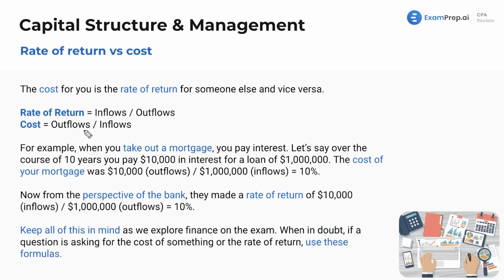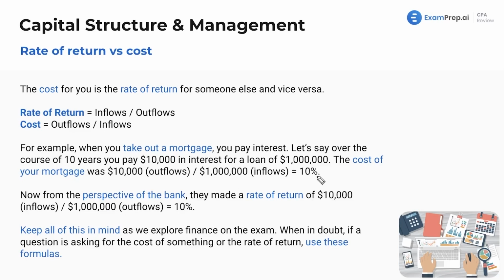So for example, when you take out a mortgage, you pay interest. Shocker. Were any of you shocked by that? Well, that means you don't own a home. Can't say I do at the moment either, but maybe that'll change. These prices get a little bit more friendly. Let's say over the course of 10 years, you pay $10,000 in interest for a loan of $1 million. The cost of your mortgage was 10,000, so this is outflows, divided by a million inflows, so 10%.